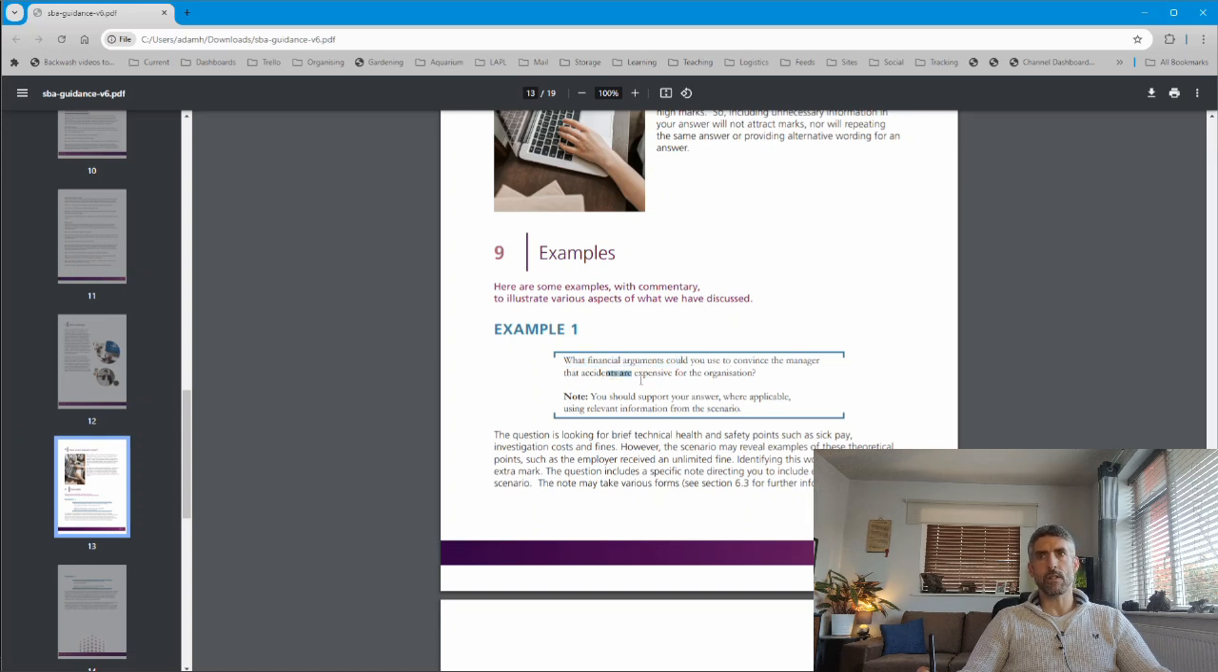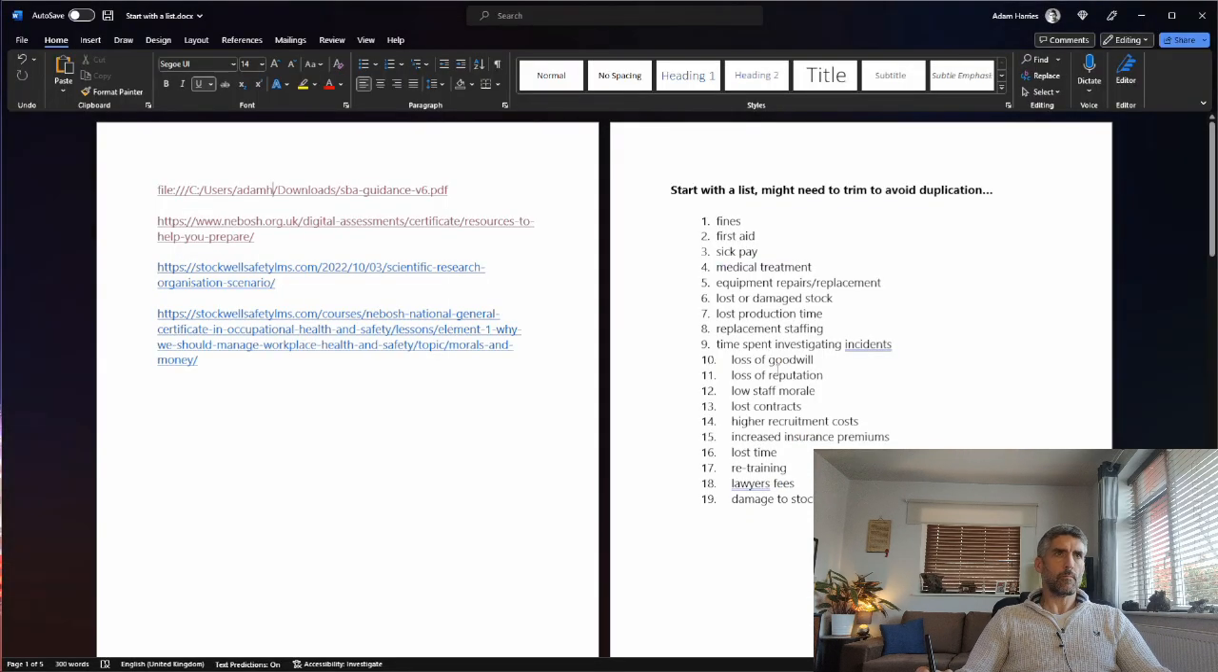What we want is a list of financial arguments that convince the manager that accidents are expensive for the organisation. Here's an example of what a list like that might look like. Where'd you get this from? Well, first, let's look at the list first.